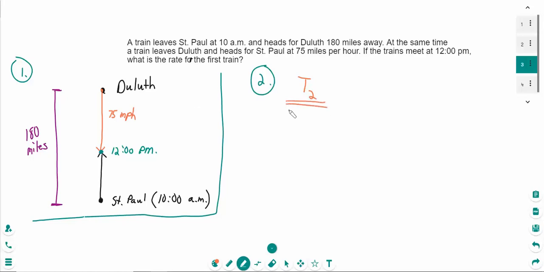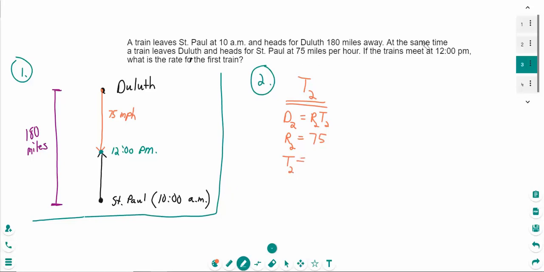So for the second train, what information do they tell us in terms of distance, rate, and time? Well, right away, without even looking, we know that the distance of the second train is equal to the rate of the second train times the time of the second train. That's automatic. Now, do we know the rate? They don't. Oh, yeah, they do. They tell us the rate is 75. That's great.